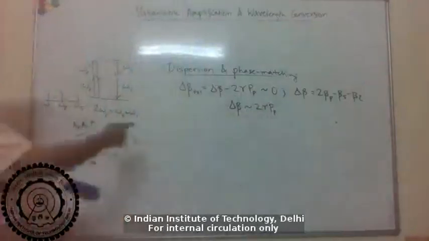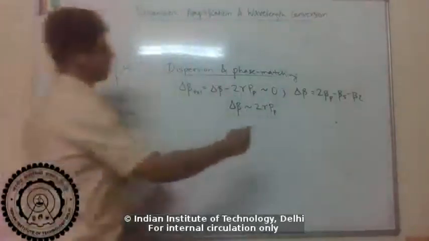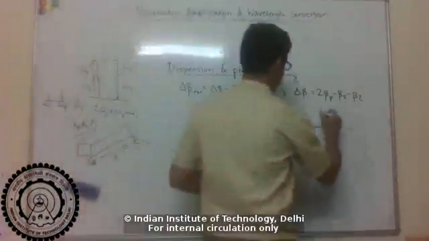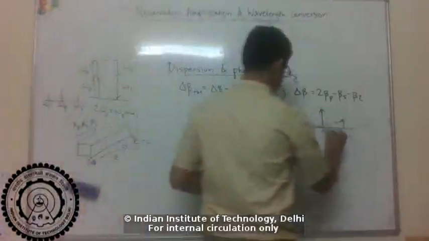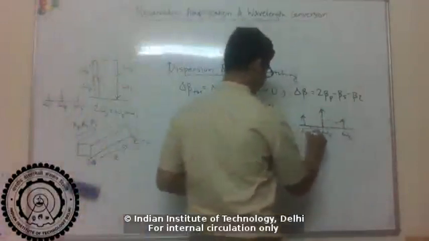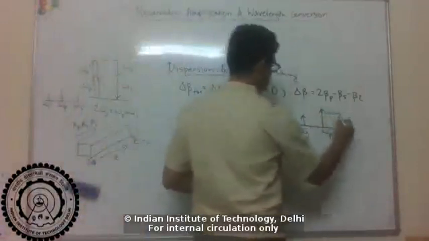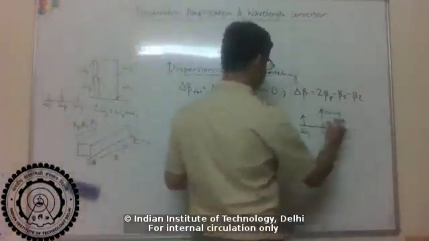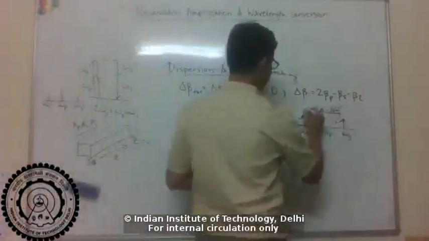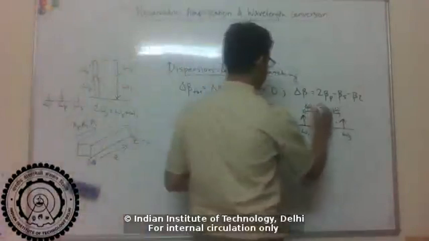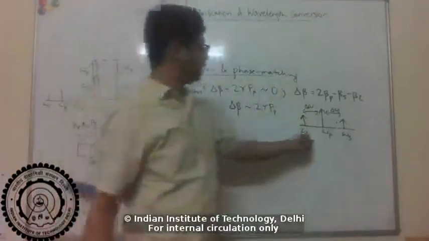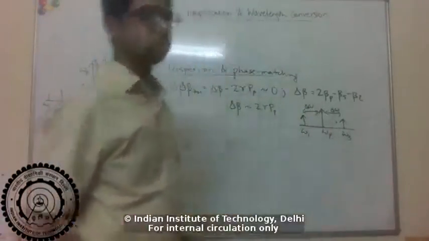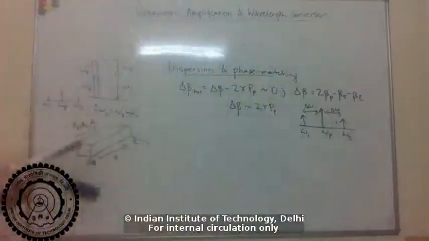Okay, so the frequencies are like this. So omega p is in the center, and then omega s and omega i are symmetrically placed. Right, so let's say this detuning is delta omega. So omega s plus omega i has to be equal to 2 omega p.